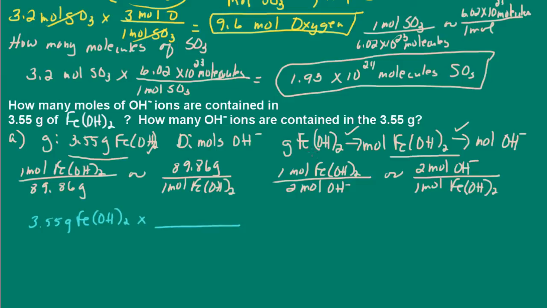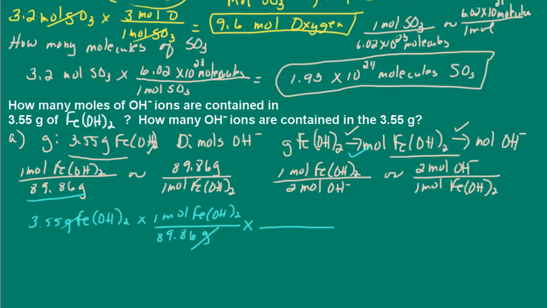And I go back to my roadmap. I'm just converting grams to moles, so we need to use conversion number 1. So 1 mole of iron 2 hydroxide is 89.86 grams. So grams cancel out, and now I've taken care of this part.